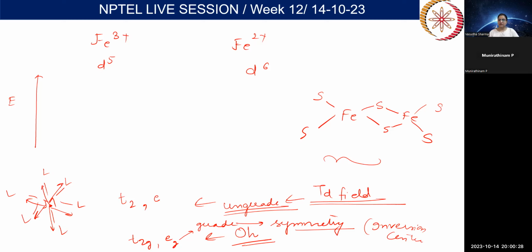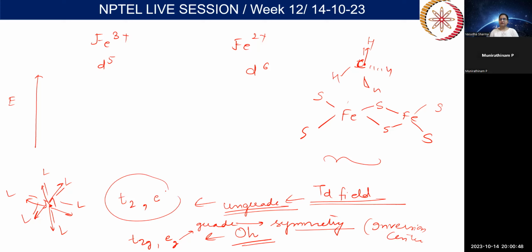Whereas in case of the tetrahedral, say, general tetrahedral would be like this way. If I go above, I'll get one, but on the downside, I won't be getting another ligand. So it is not having any symmetry, right? So these are the orbitals that we get from tetrahedral field.